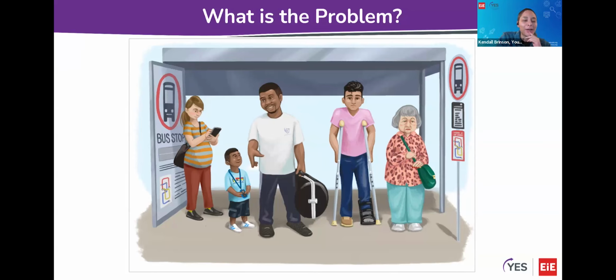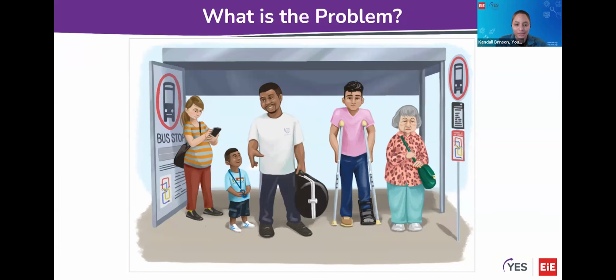Right, so we're noticing a problem and we've got this issue. There's no place to sit. They're at a bus stop. There's lots of different accessibility issues with them not being able to sit down. So we're going to try and solve this problem together. And what we're going to do is design a model bench.